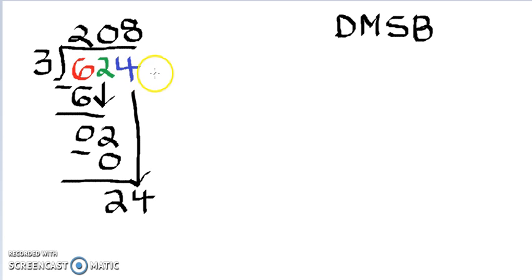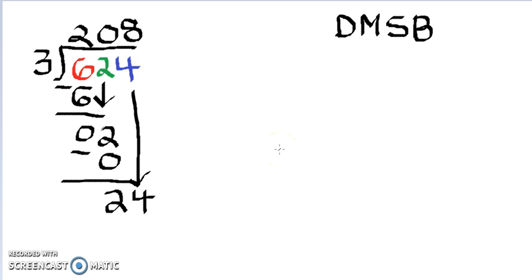Now, I also sometimes would explain that if you add up the 3 digits here, and the sum of those digits is divisible by 3, you would know that there would be no remainder. So 6 plus 2 would be 8, and 8 plus 4 is 12, and we know that 12 is divisible by 3, so we could be sure that there would be no remainder.